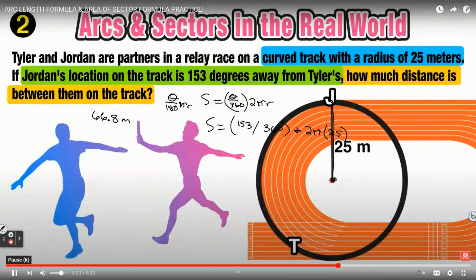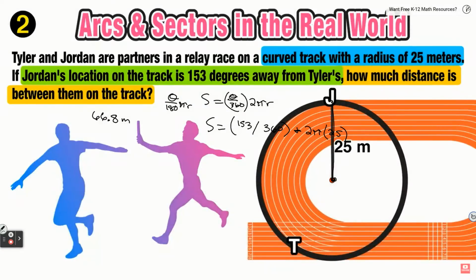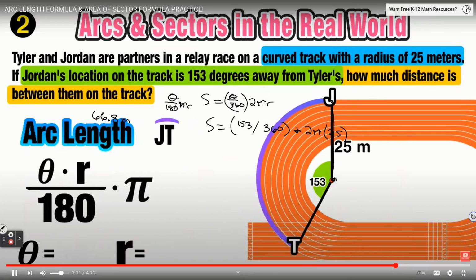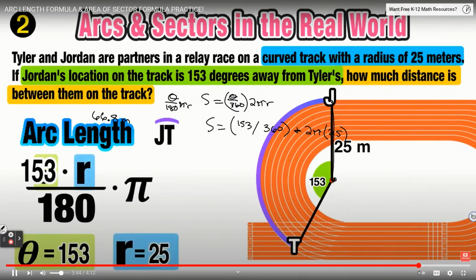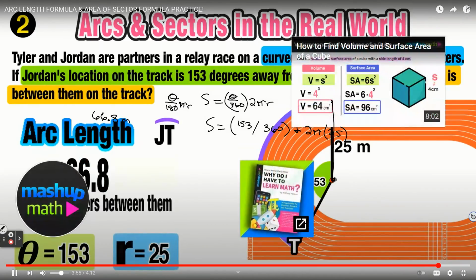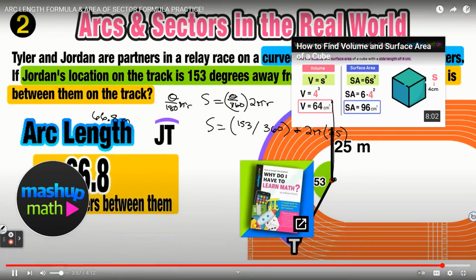The curved portion of the track is 25 meters long. Again, here we just need two pieces of information for the formula. Replace theta with 153. The two runners are 66.8 meters apart on the track.